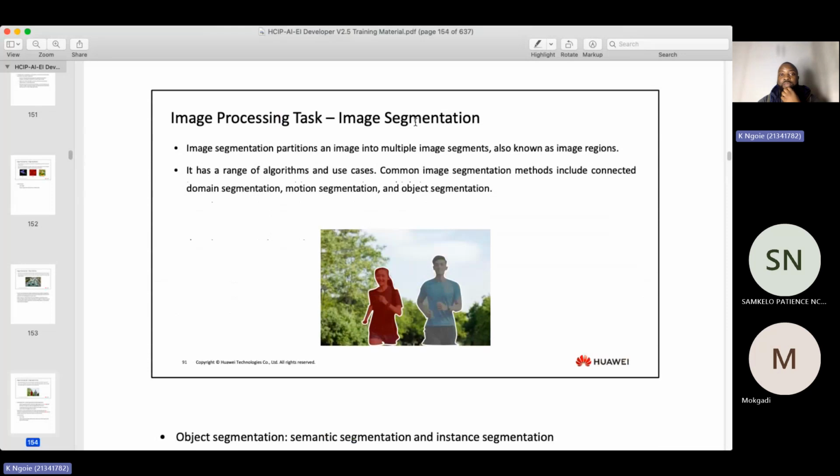And then we have image segmentation, where we partition an image in.